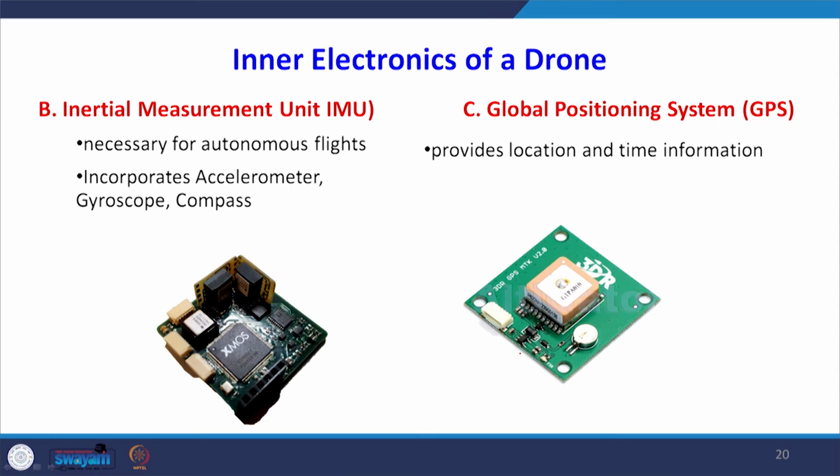Then there is the IMU, the inertial measuring unit, popularly known as IMU, which is very much necessary for autonomous flights, because it incorporates many other things like the accelerometer, gyroscope and compass system. They all maintain the proper orientation of the aircraft when the UAV system is moving up in the air. So you can maintain the proper orientation through this inertial measuring unit.